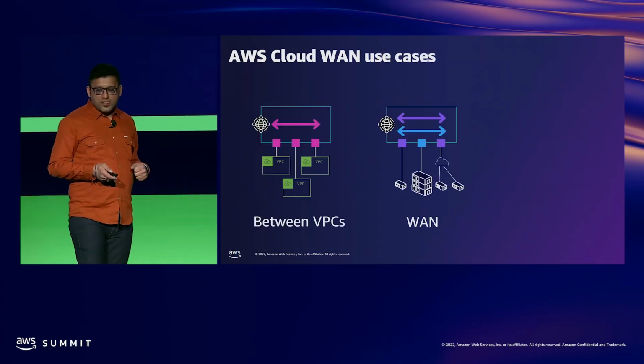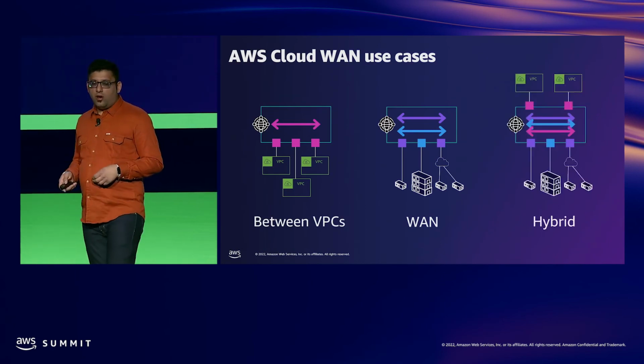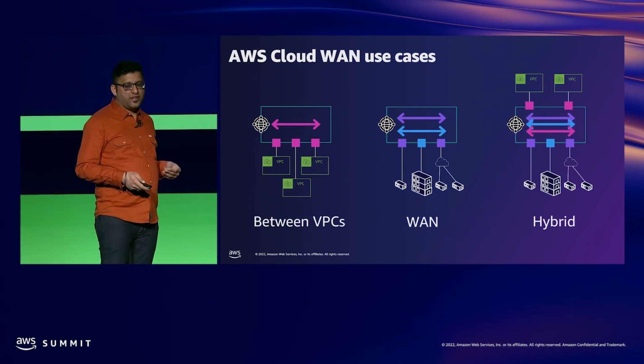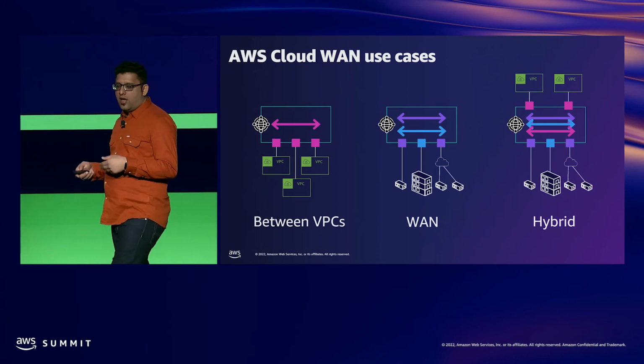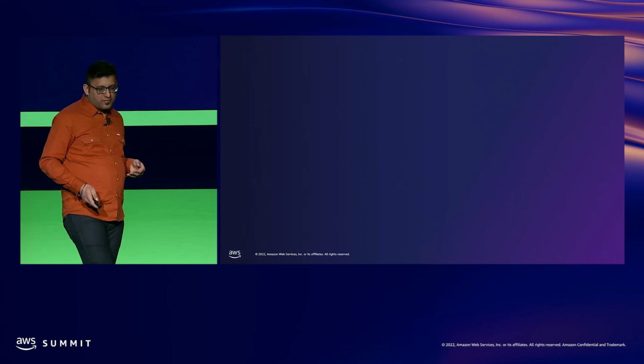So what are the use cases for Cloud WAN? You can use it to connect your VPCs, or you can extend it and simplify your WAN connectivity, or you can do a mix of both, where you have the VPCs as well as your hybrid connectivity using VPNs as well as your SD-WAN appliances.